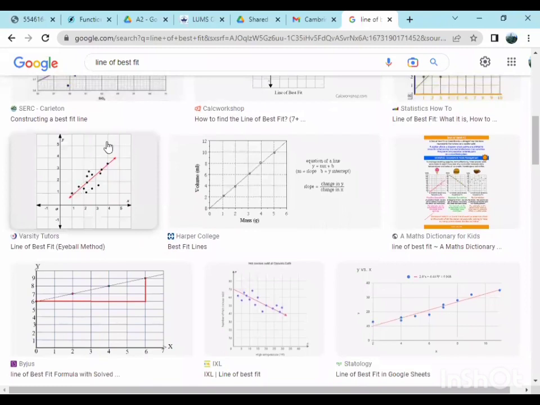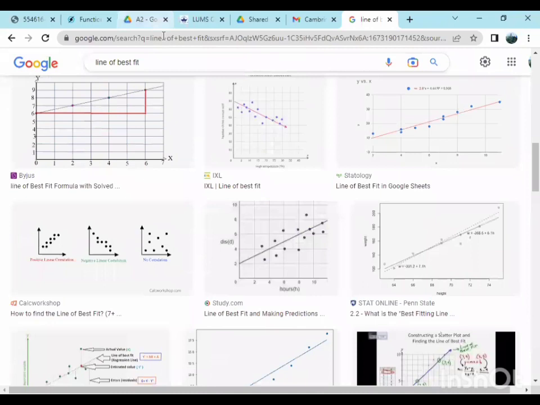So the line should be straight. Yes, the line should be straight. Okay, let's go back to the paper.